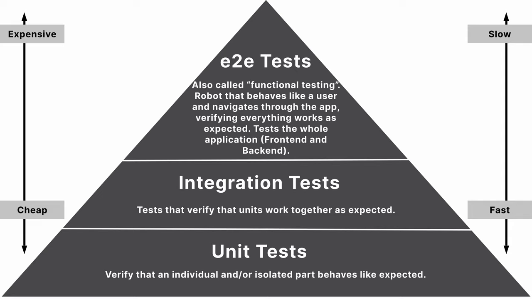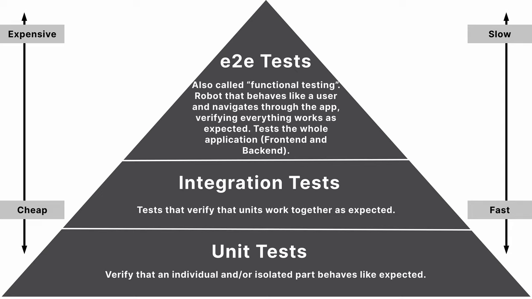At the bottom of the pyramid, you can see we have unit tests that are written very easily, and they verify that an individual or isolated part behaves as expected. So you can just test a component, and you're not testing it with other components, but just one method or function. Then we have integration tests that are a little bit more complicated, and they verify that all those simple little parts work together as expected.